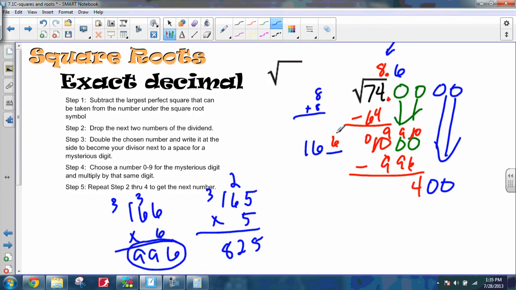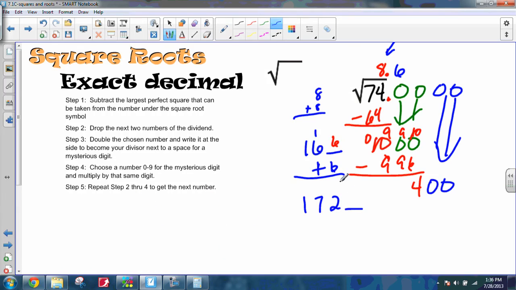And we need to double our chosen digit and write it next to a mysterious digit. So we're going to add 6 to our number. 6 plus 6 is 12. Carry the 1. 6 plus 1 is 7. And bring down the 1. So this will be 1,720 something. We're going to 400. The smallest number we can pick from is 0. So 1,720 goes into 400 0 times. So our next digit is 0. Now, we reached the hundredths place, so we can stop there, and our answer will be 860 hundredths.